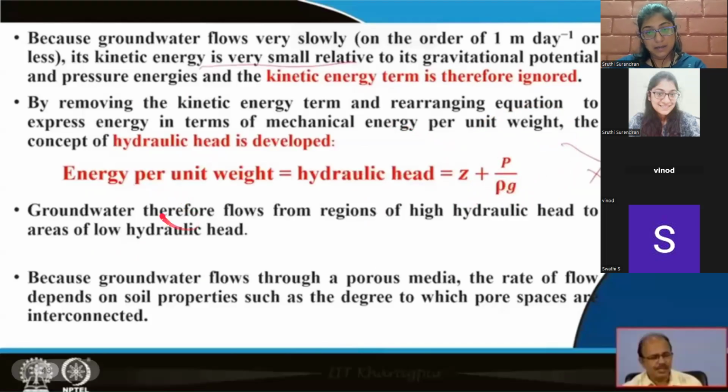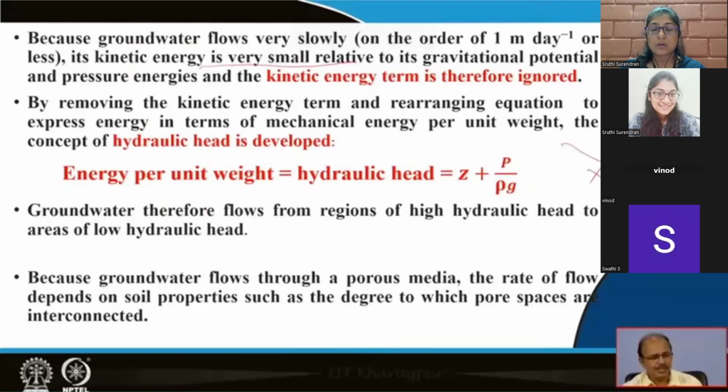So, in groundwater flow, energy per unit weight is also called as the hydraulic head, because in groundwater flow, now when we consider the flow of water from a high point in a mountain to a low point in a mountain, there will be high velocity with which the water will flow in case of surface water.